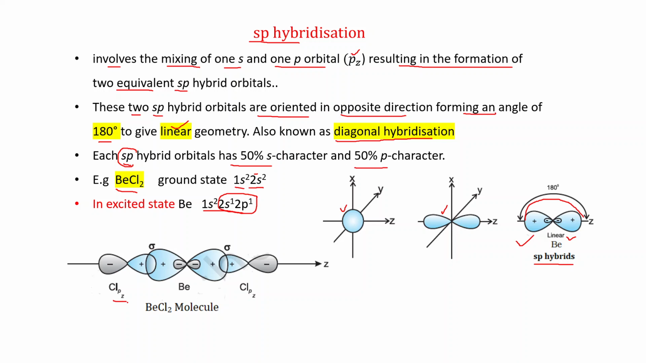Now one sp hybrid orbital overlaps with the half-filled pz orbital of chlorine and makes this sigma bond. As we know, the outermost electronic configuration of chlorine is ns2, np5. One of the p orbitals is half-filled, and generally this is pz. That's why this pz orbital of chlorine overlaps with one of the sp hybrid orbitals of beryllium and forms this sigma bond. In the same way, another sp hybrid orbital of beryllium overlaps with the pz orbital of the other chlorine and forms this sigma bond. The geometry is linear, and you can also represent this structure as Cl-Be-Cl, with an angle of 180 degrees.